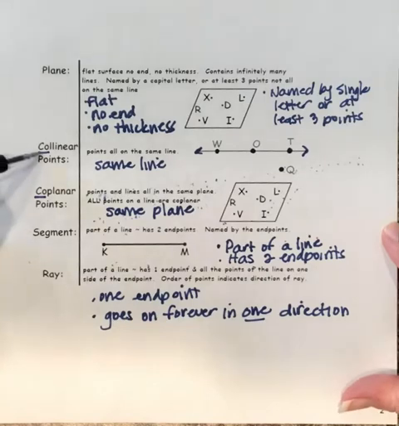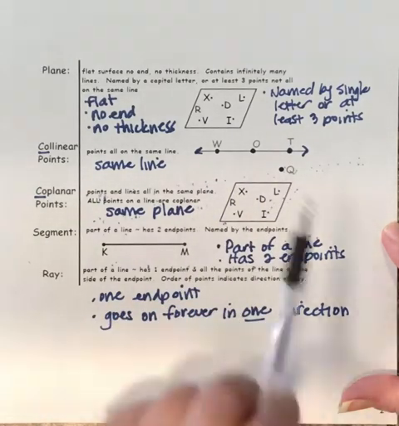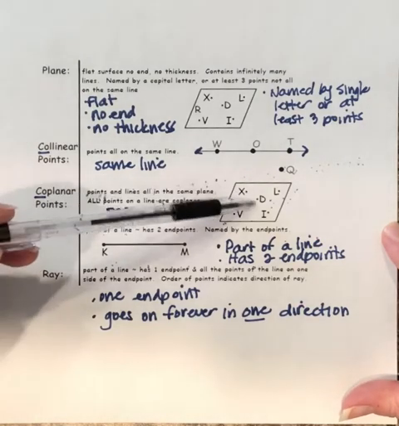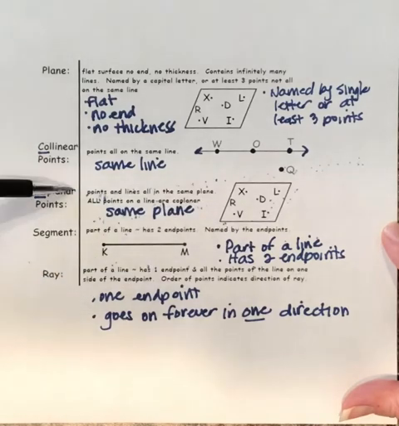Collinear points. Again, that prefix co means with, so it's basically points all on the same line. So W, O, T are all collinear. Q is not. Coplanar points. Same idea, but points all on the same plane. So again, X, D, I are all on the same plane. Actually, all of these points would be on the same plane.